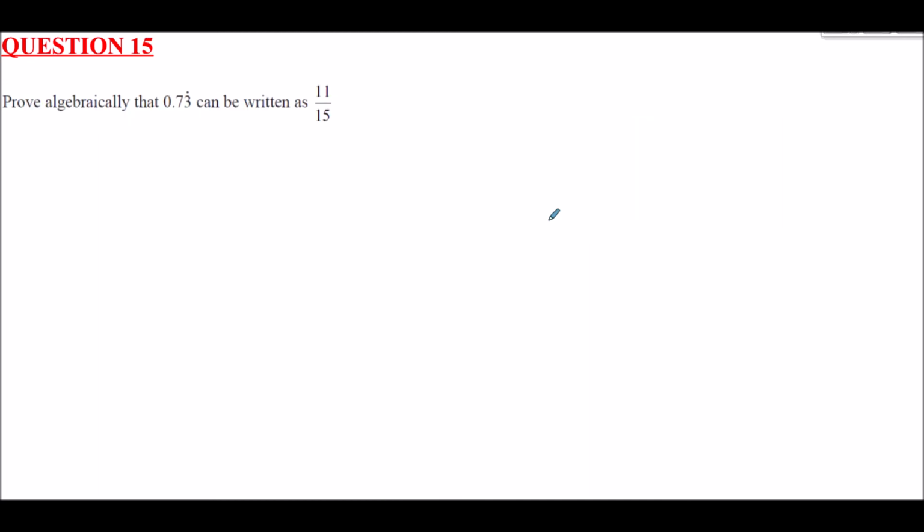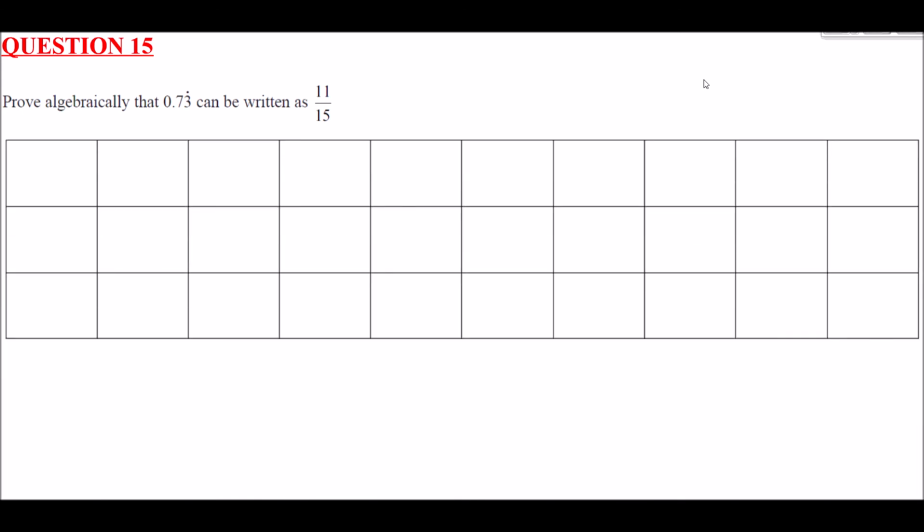Question 15. We have to prove algebraically that 0.73 recurring can be written as 11/15. So I'm going to just put a grid on the board here just to make it clearer for myself and clearer for you. Okay, so here we are. So why I'm doing this is that we can now call this decimal x, and then we're going to use a strategy which will become very clear. So all we do is to say let x equal 0.73 recurring.